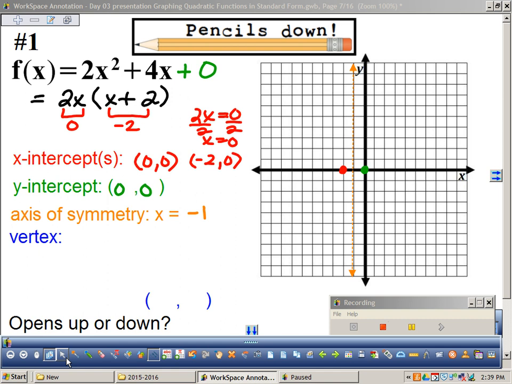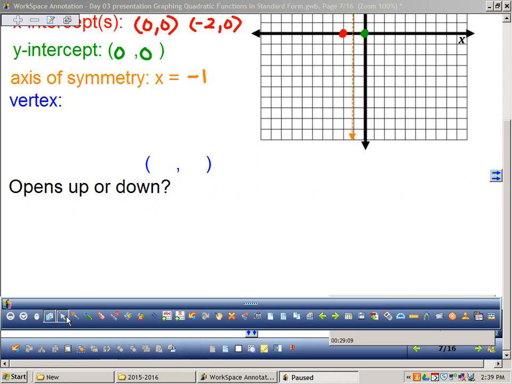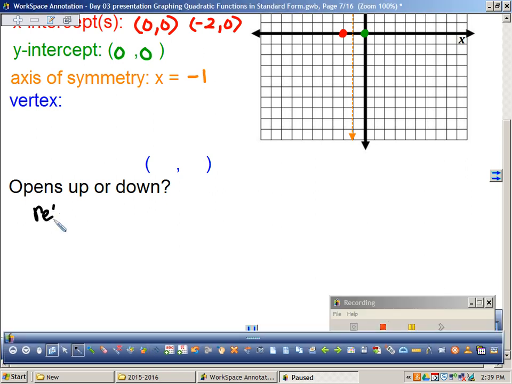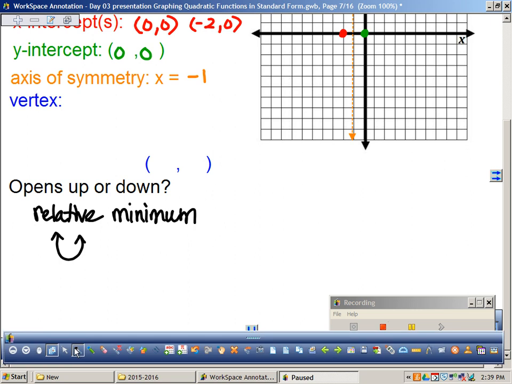So now can you guys find the vertex for me? Do it on your paper and then just write it on your whiteboard. Does this have a relative minimum or maximum? Is it going to be positive pointing up or negative pointing down? So would that be a minimum or a maximum? Minimum. Okay, if you want to see the answer to this, I'm going to go ahead and do the vertex right now.